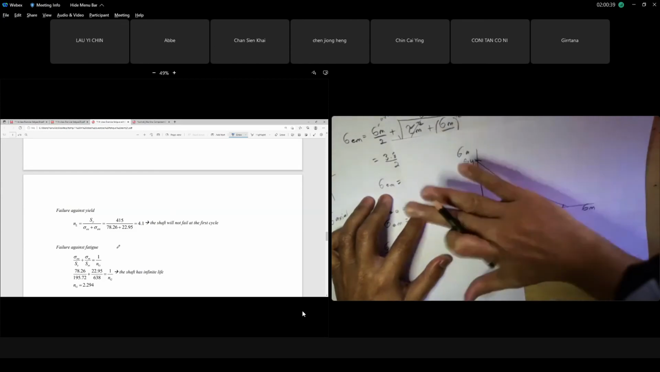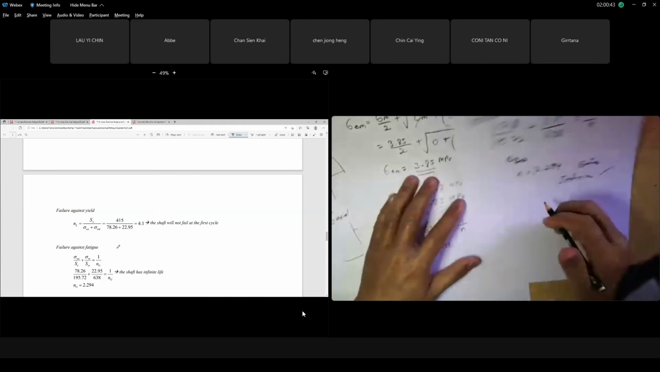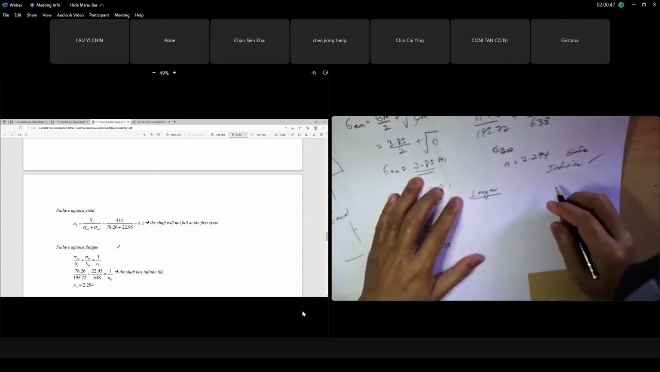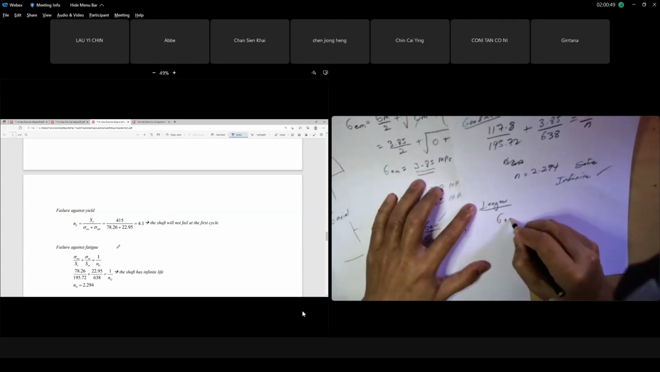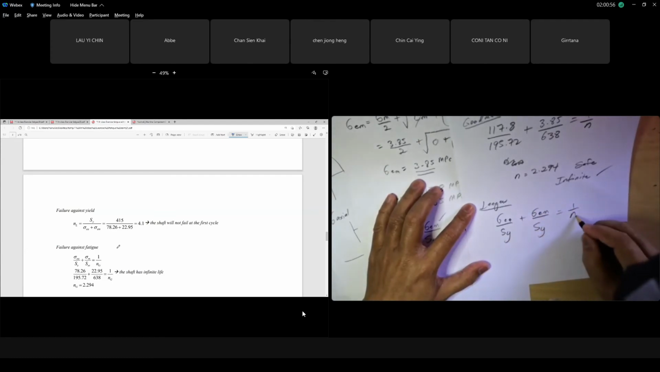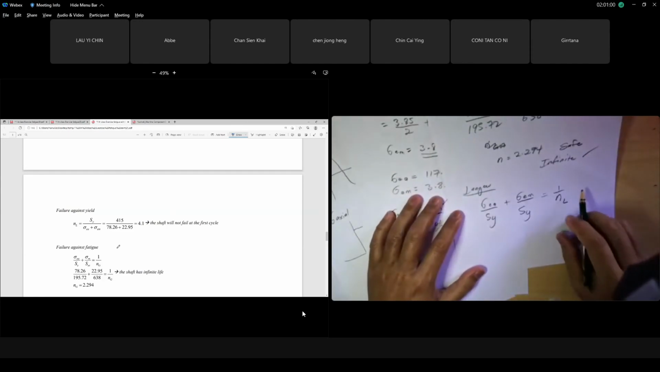You don't actually have to draw this graph, you can use the simple equation. Okay, we also get it for Langer. Langer is for yielding, just now was Goodman. Langer's equation is sigma EA over SY plus sigma EM over SY equal to one over the safety factor. This is Langer. Just now was Goodman, you understand? This is the Langer safety factor. You have to check it too.